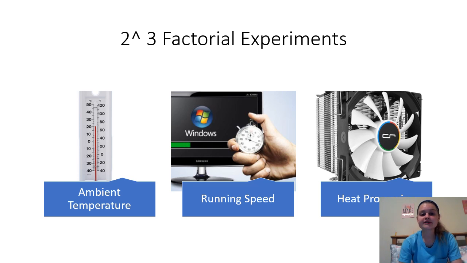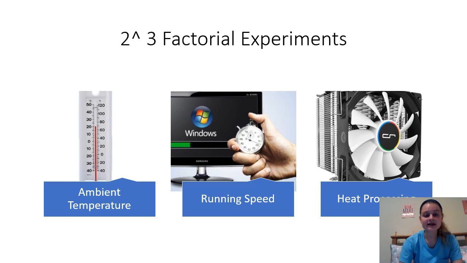To begin, I will first discuss the statistical concept of what a 2 to the third factorial experiment is. Say you had a behavior you wanted to analyze, such as the overheating of your computer. You then want to figure out what is influencing that behavior, which is what is called a factor. In a 2 to the third experiment case, you will have 3 factors.